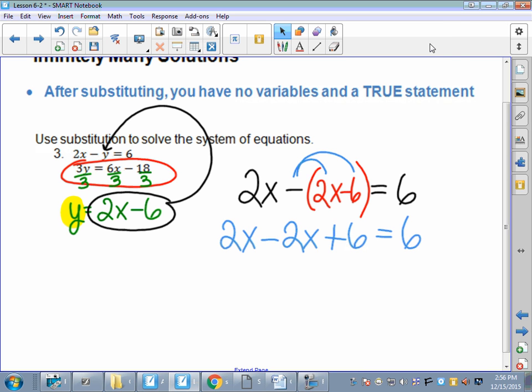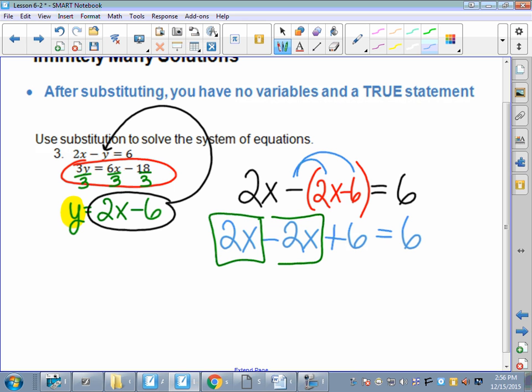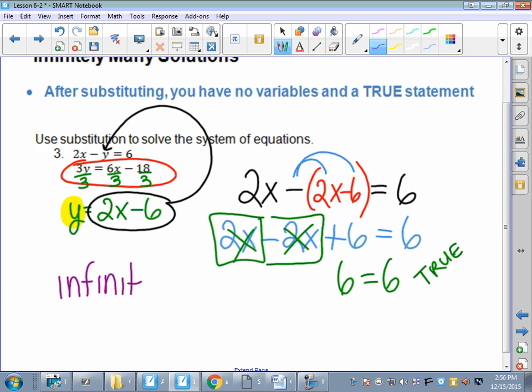I've got a pair of like terms right here. What is 2x minus 2x? So when I end up with 6 equals 6, that's a true statement. There are no variables left. So all I would say is that this is infinitely many solutions. I know if I graphed these guys, they would be right on top of each other. They would be the same line. Infinitely many solutions.